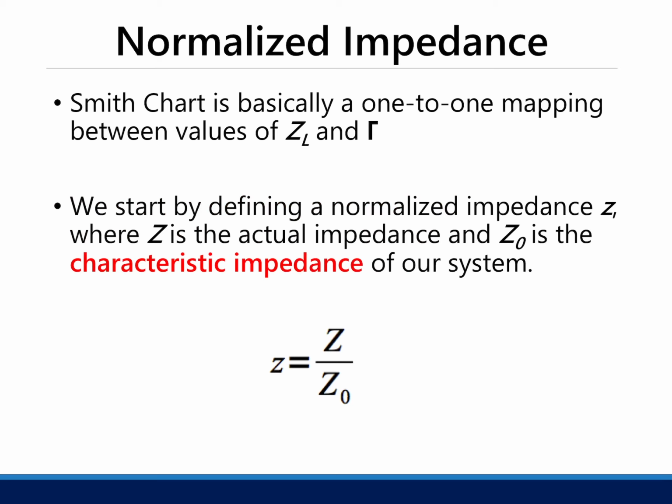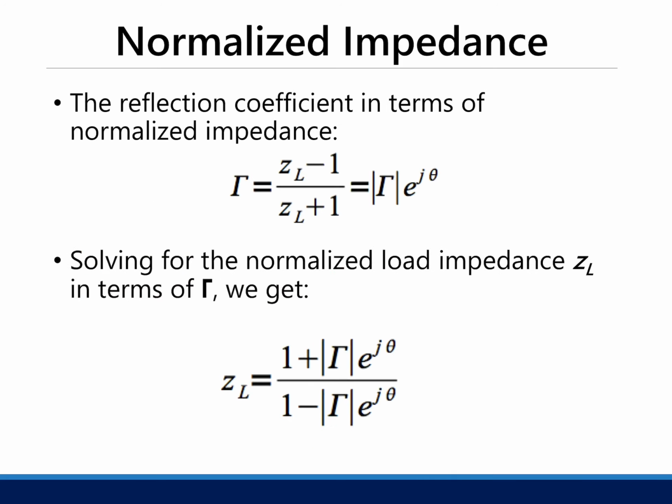Now let's define what we call the normalized impedance, before we go into the details of the Smith chart. The normalized impedance is basically your impedance divided by your characteristic impedance. Just a note on the notation: lowercase letters represent a normalized quantity, and an uppercase letter is the actual value of the quantity. If we use the normalized impedance, in terms of the reflection coefficient, we get this equation.